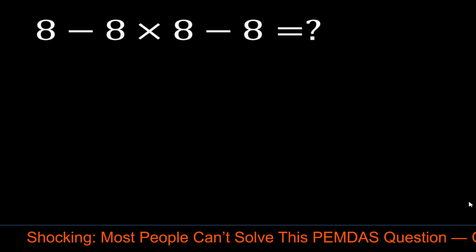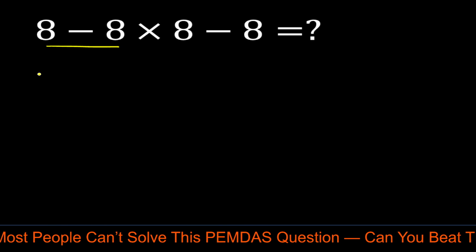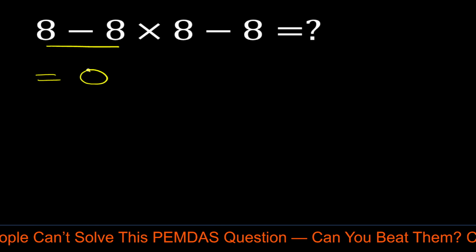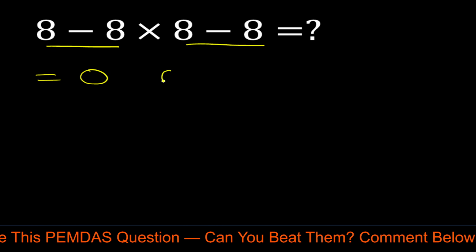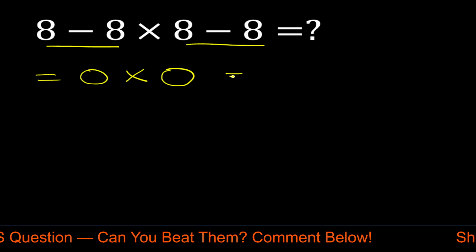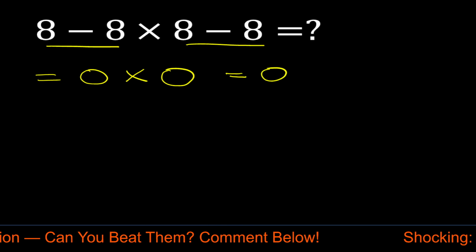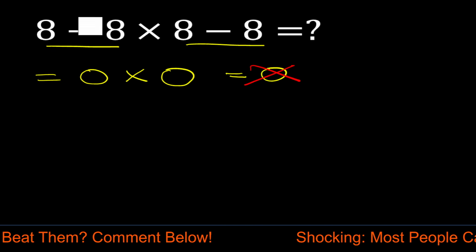So most people solve this question like 8 minus 8. So 8 minus 8 is equal to 0, right? Then again 8 minus 8. So 8 minus 8 is equal to also 0. Now 0 times 0. So 0 times 0 is equal to 0, right? But this answer is not correct. This answer is completely wrong.